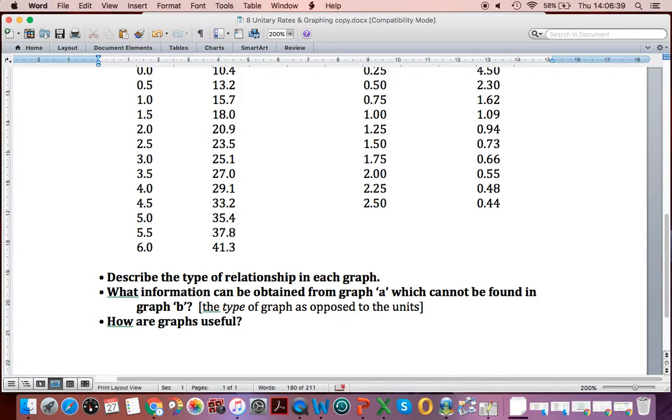we would want to describe the relationship, and we want to say what kind of information we can get from that graph, and what are the different uses for graphs. There's definitely more than one. So that's a very brief introduction. It is talked about in the textbook, but the next video will be useful where we actually go and make a graph.